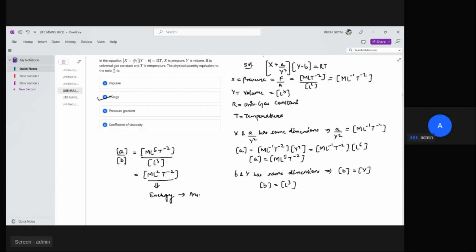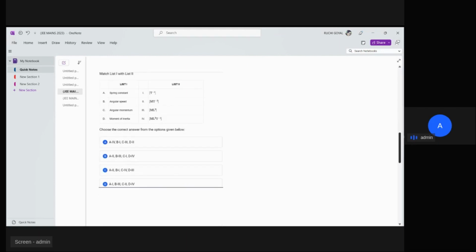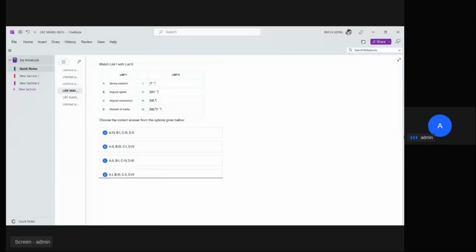Okay. Yes, we have calculated with this only. Okay. Let us move to the next question. We have to match list 1 with list 2. Correct? Spring constant, angular speed, angular momentum, moment of inertia. 4 physical quantities are given. We have to find the dimensions of each quantity and match them. Right?